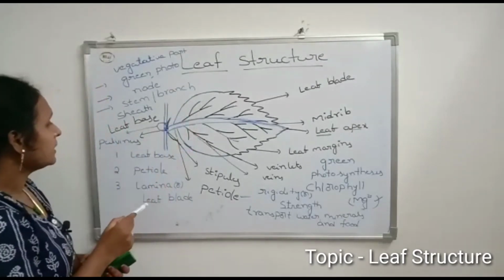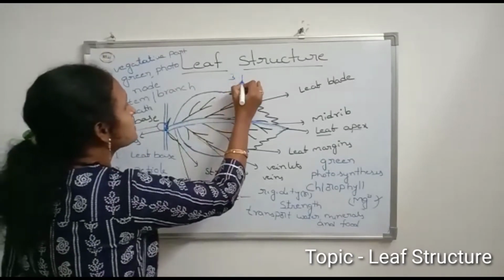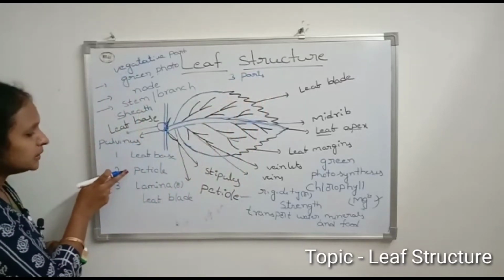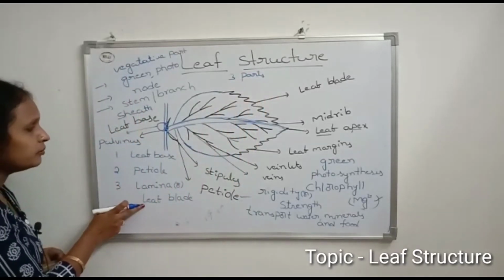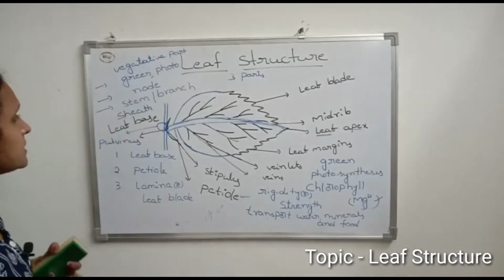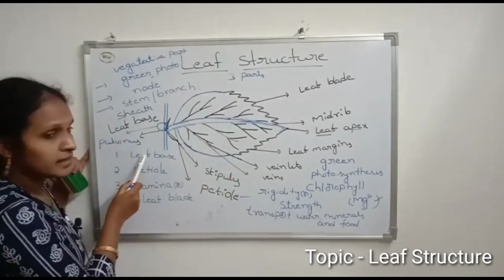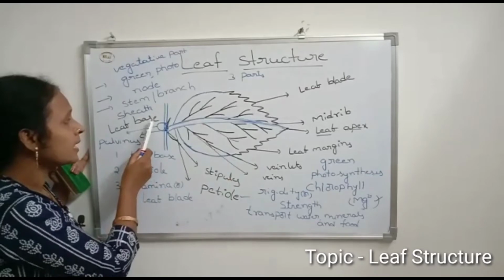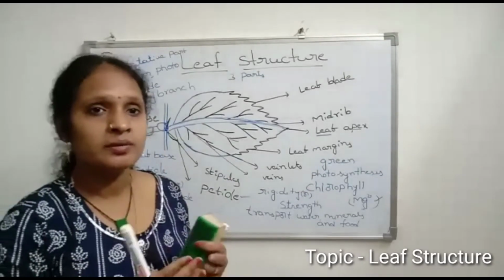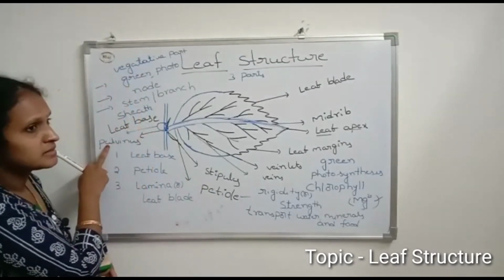A typical leaf contains three parts: the leaf base, petiole, and lamina or leaf blade. First is the leaf base. The leaf is attached to the stem by the leaf base. In dicotyledons, the leaf base becomes swollen to form the specialization called the pulvinous leaf base.